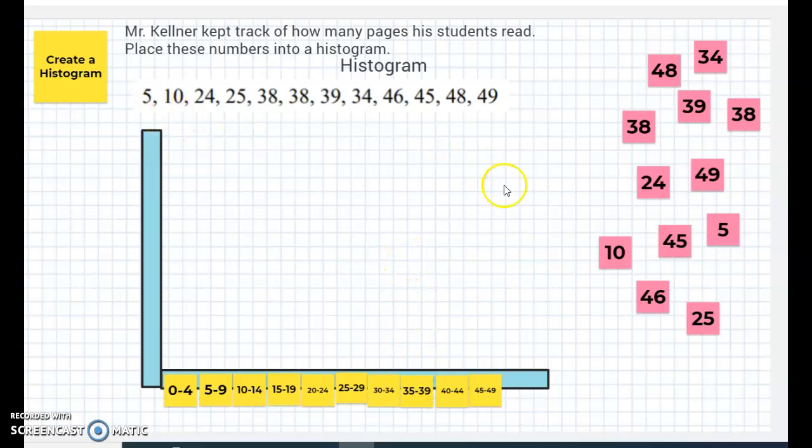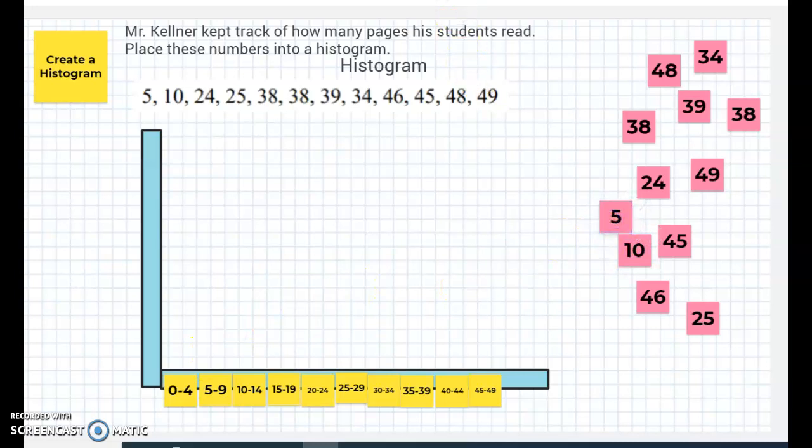So the first number is 5. I'm going to find my sticky note that says 5, and I know that 5 is between 5 and 9, so I'm going to put it there. The next number is 10. I'm going to grab my sticky note that says 10 and I'm going to put it above the correct bin that says 10 to 14.